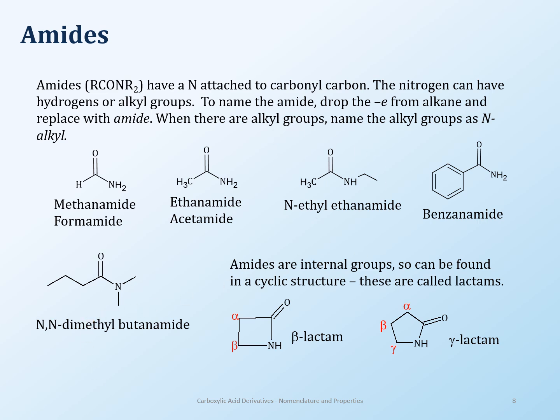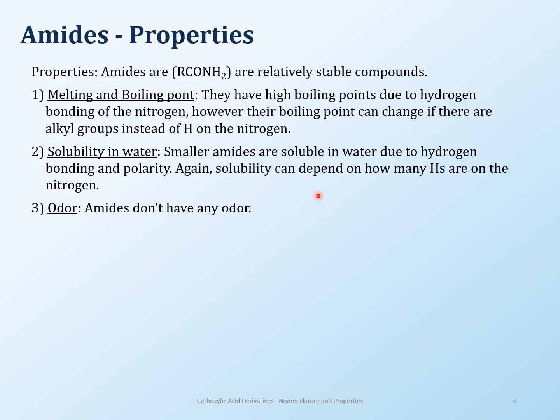Let's talk properties. So the melting point and boiling point are going to be really high because nitrogen compounds have hydrogen bonding. Okay, so again, it depends on what kind of substituents you have on nitrogen. So I can't say generically that it's going to be high. It's going to be high, but it also depends on what is on the nitrogen. So you have to watch out for that when you're comparing boiling points and melting points.